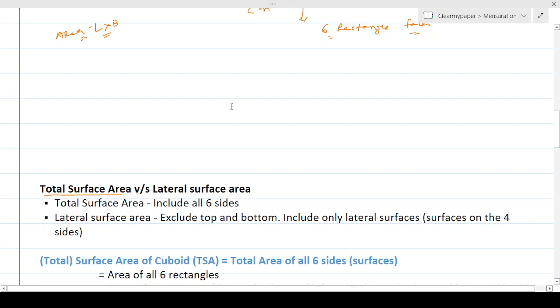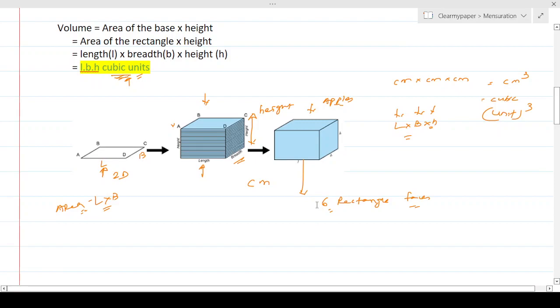And there's another concept called lateral surface area. What does it mean? Let's say you don't count the area of the top and the bottom, only the lateral. Lateral means sides; the dictionary definition of lateral is sides. So there are only 4 sides if you exclude the top and the bottom. So instead of adding up the 6 individual rectangular faces, if you just count the 4 sides and add them up, that's called lateral surface area, or LSA.